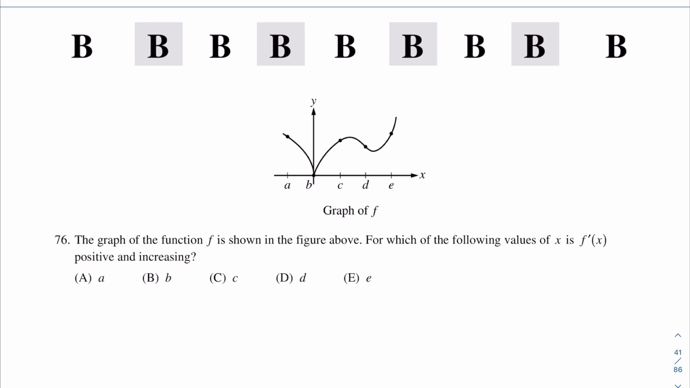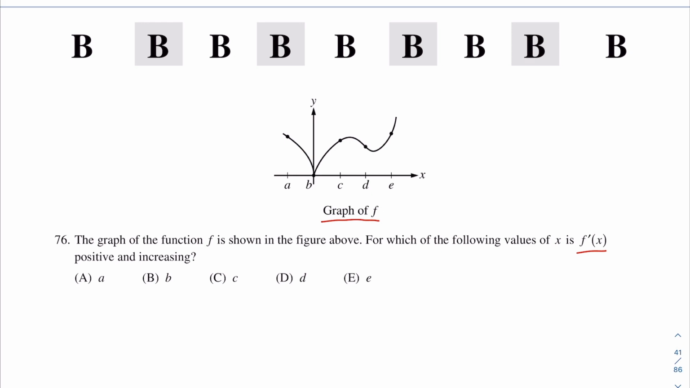So for the first problem, we're given the graph of the function f shown in the figure above, and we're asked to find which of the following values of x is f prime of x positive and increasing. So the first thing to notice is that they've given us a graph of f, but they're asking us to find positive and increasing values of f prime. So f prime is the slope.